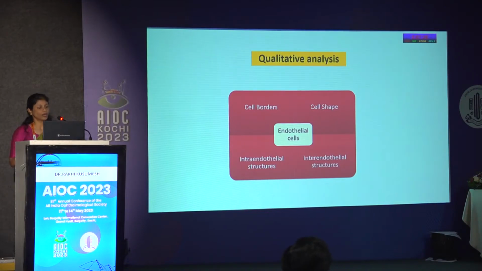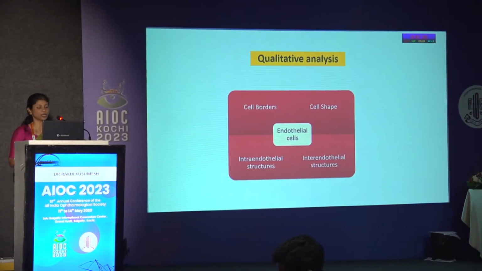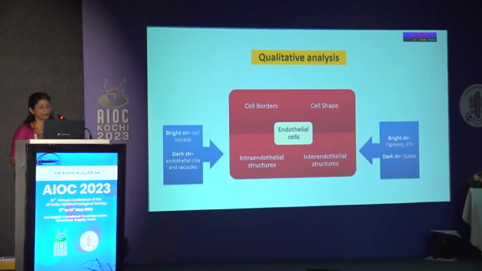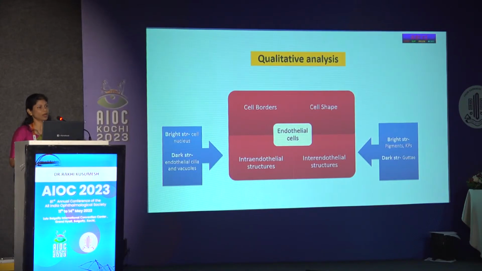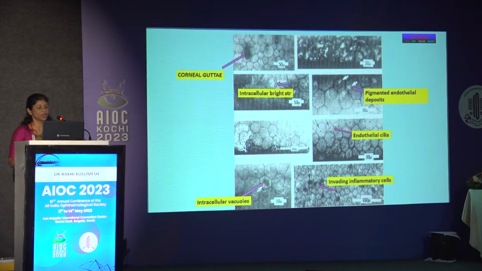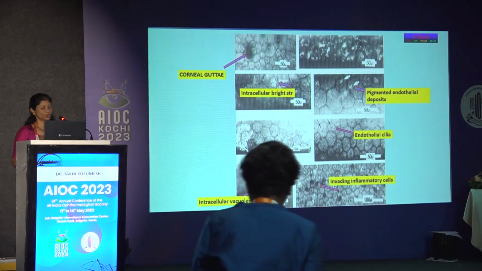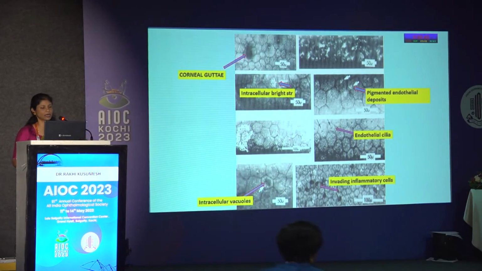Now, second is the qualitative analysis, where we see the cell borders, cell shape, intraendothelial structures, and interendothelial structures, and we can also see some bright and dark structures that could be normal or abnormal. Bright structures in normal endothelial cells could be cell nuclei, and the dark structures could be endothelial cilia or vacuoles. In abnormal endothelial cells, we can find pigment or KPs as bright structures and guttae as dark structures. So these are the pictures, and we just have a look at these endothelial cells qualitatively, and they should be correlated with the slit lamp photographs.